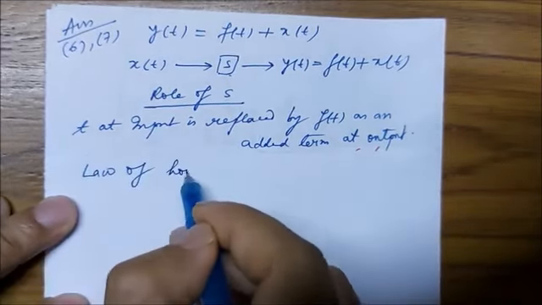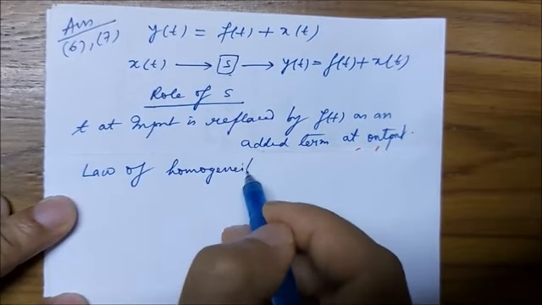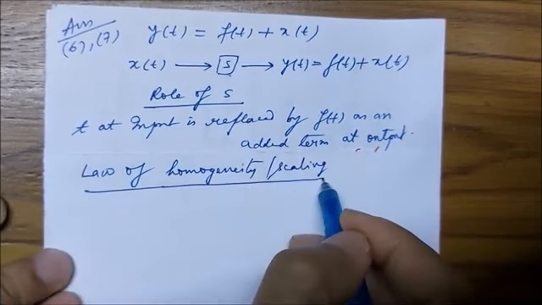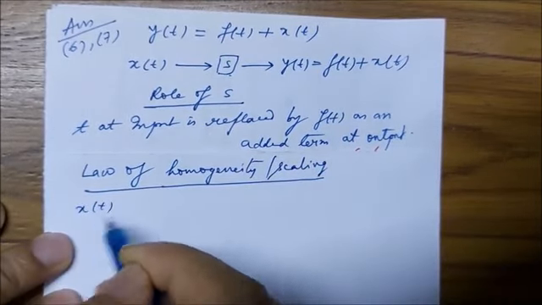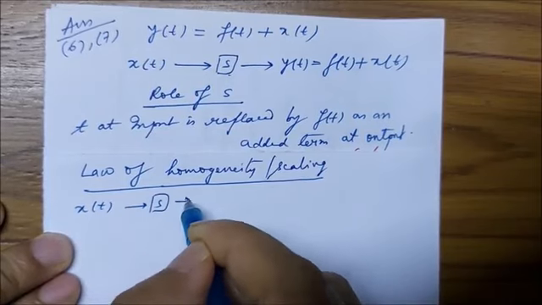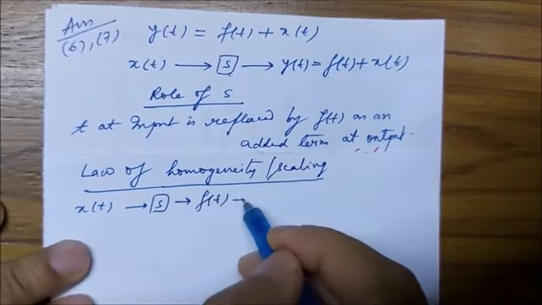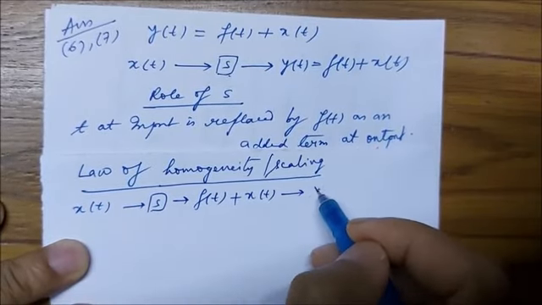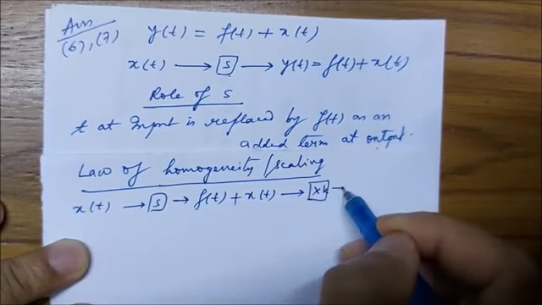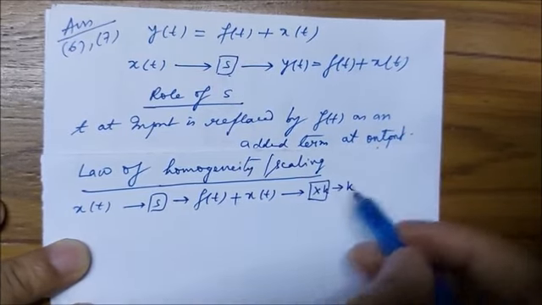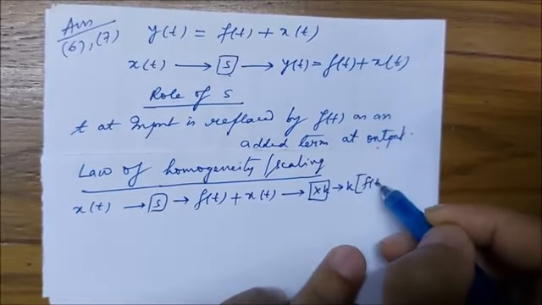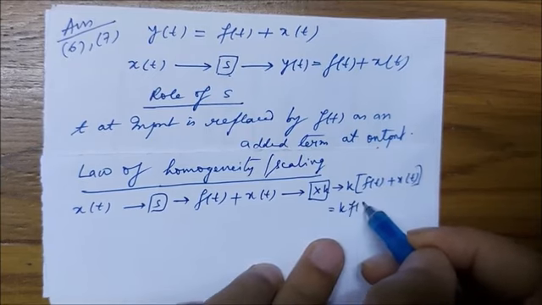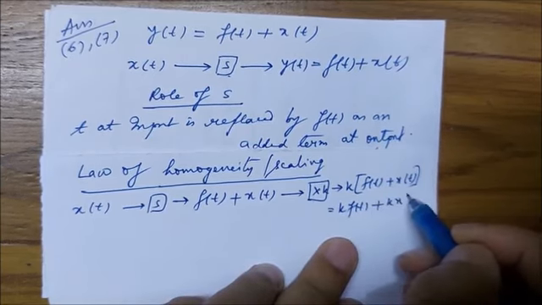So law of homogeneity or law of scaling. The response is f of t plus x of t, and scaled properly we'll get k of f of t plus x of t. So it is kf of t plus kx of t.